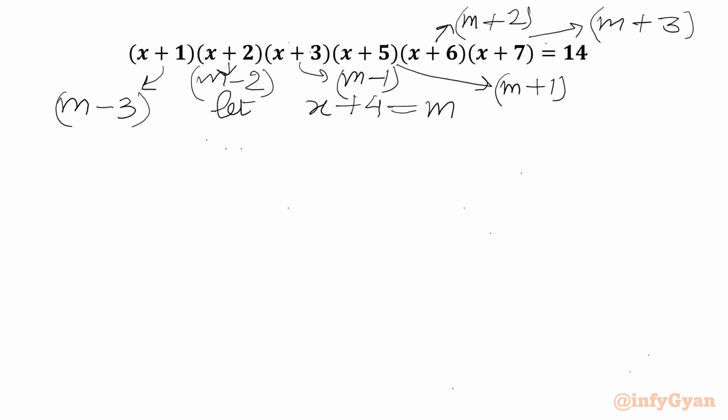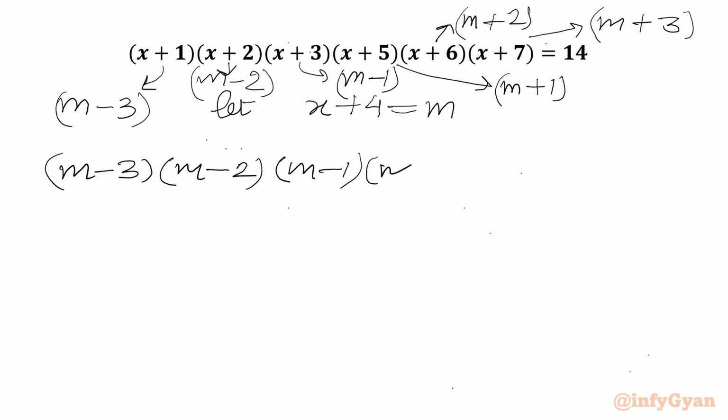So we can write our equation in m. The equation will be (m-3)(m-2)(m-1)(m+1)(m+2)(m+3) = 14.